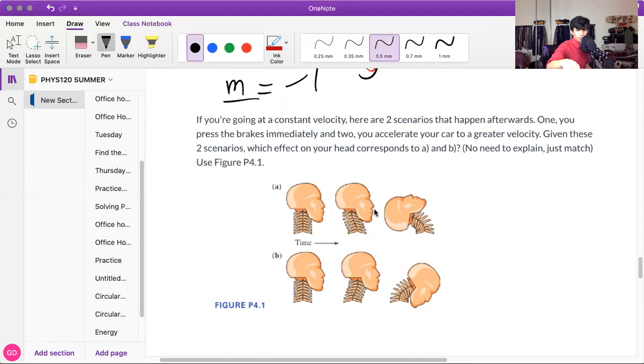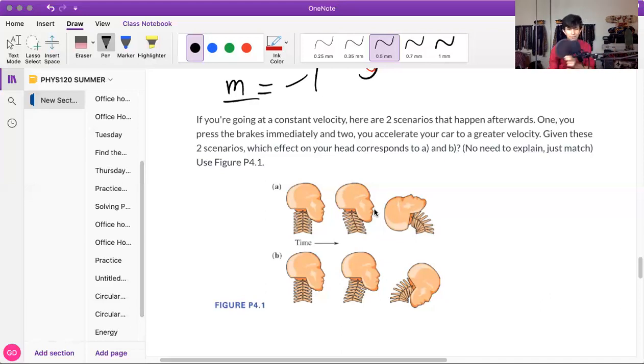The other scenario, when your head goes back, is when you accelerate really fast, and that's just the opposite effect. When you accelerate really fast, your car gains a lot more speed than what your head has. You both have the same speed at first, but your head has the older, slower speed. So that's why your head trails behind.